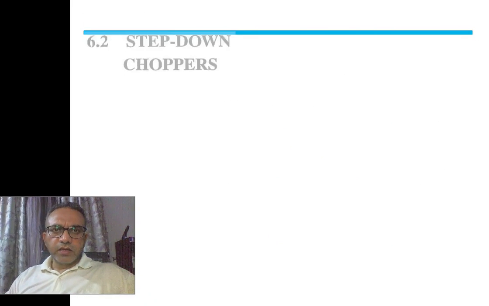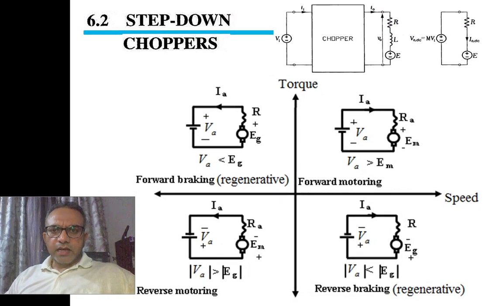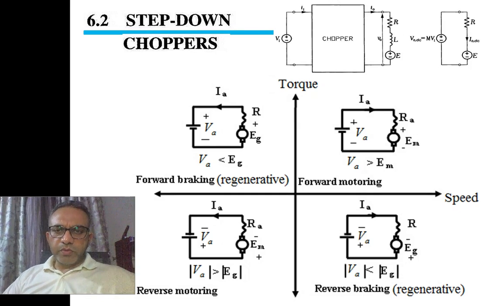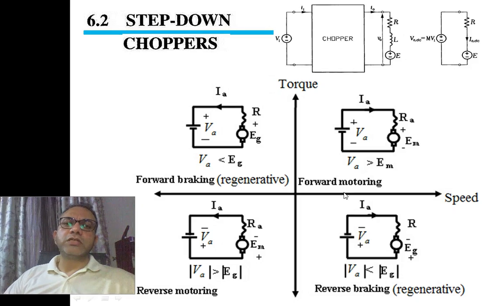So in the next slide, here we have the chopper, and here is the graph between torque on the y-axis and speed on the x-axis. In the first quadrant, we have the motor running as usual. We have the motor operation where the supply voltage is larger than the back EMF. As a result, current flows from the chopper into the motor. This is called forward motoring. That is, the motor is rotating in the clockwise direction.